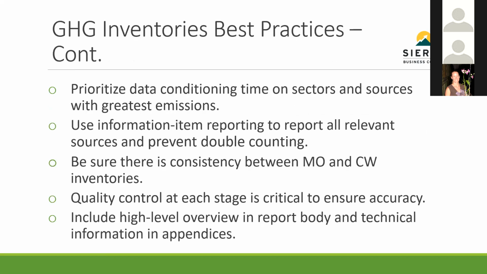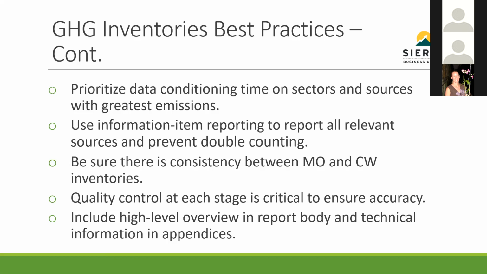As we talked about earlier, it's important that you spend your data conditioning effort on sectors with the greatest emissions. There are sectors with minimal emissions that can have very raw data and lots of it. So if that's the case, you want to find an efficient methodology if possible, even if you lose a little bit of accuracy. Information item reporting is an important tool that you can use to report relevant sectors and to prevent double counting.